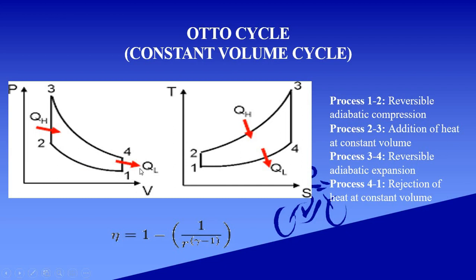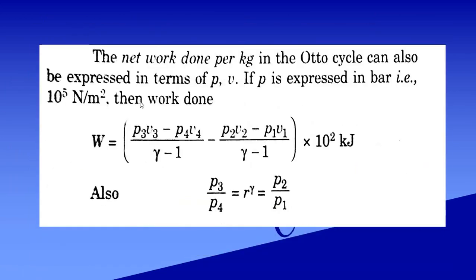So when you subtract these two, that is P3 V3 minus P4 V4 by gamma minus 1, minus P2 V2 minus P1 V1 by gamma minus 1, into 10 square kilojoule. That is 10 power 5 divided by 10 power 3, so you will get 10 square. I told you in this PV relation, the characteristic gas equation, why you have to multiply this by 10 square, that is 100. 10 square kilojoule, that is 10 square into kilo, which is 10 power 3. So 10 square into 10 power 3, so 10 power 5 joules.